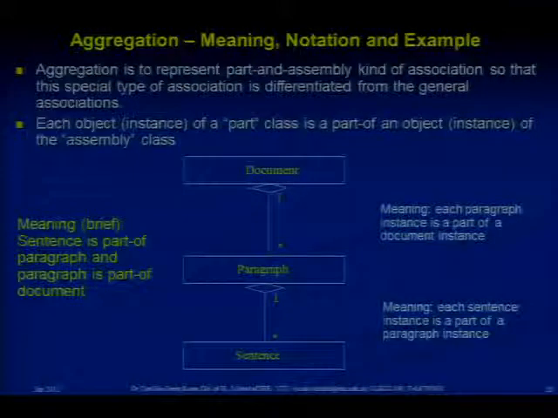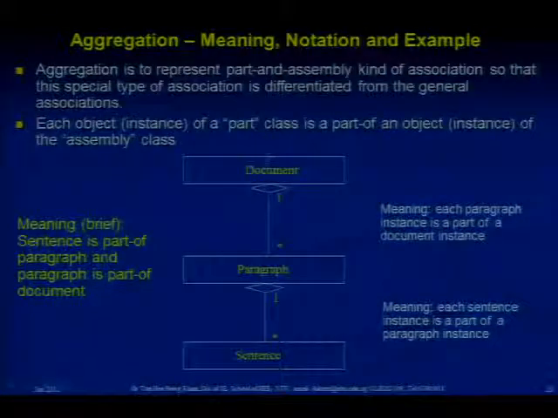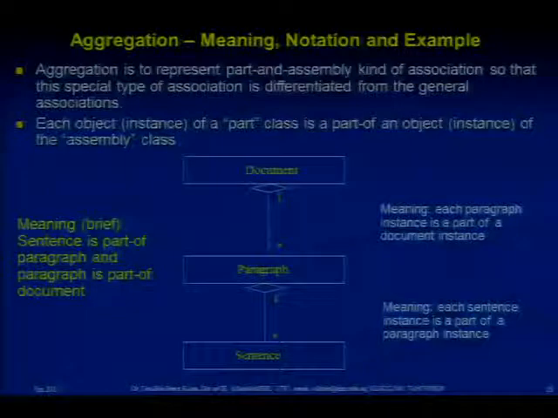When you see such notation, you will know that this is aggregation. A diamond attached to one class means aggregation, and the class attached to the diamond plays the role of assembly in the aggregation. And since aggregation is a special type of association, we can also define multiplicity in aggregations.